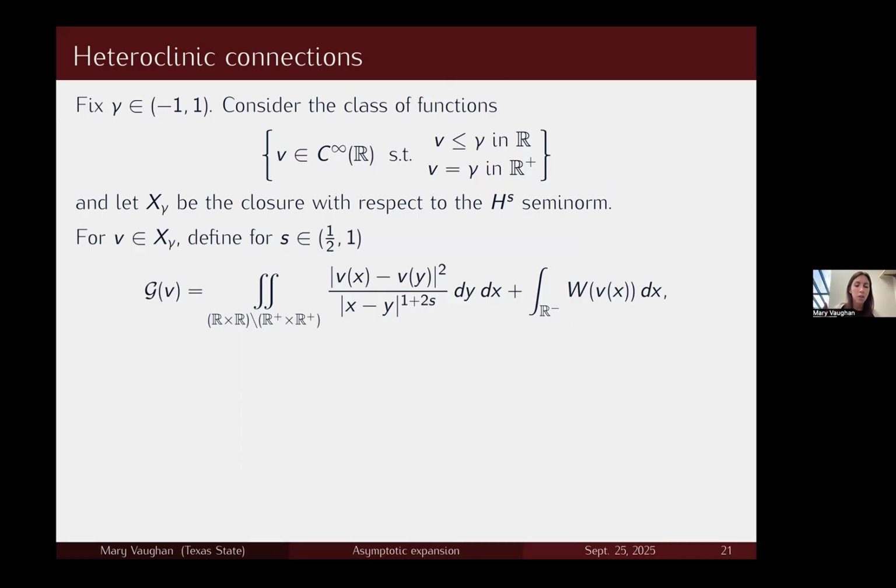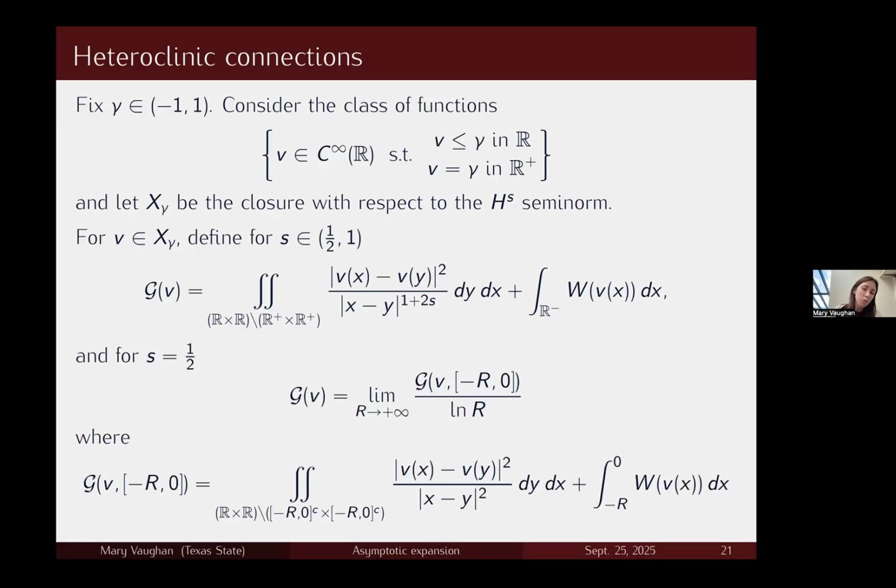Now, what energy? I said we need an energetically appropriate way of making this connection. So what energy do we use? Well, we use an energy in the left half space, so when x is less than 0. In this class of functions, which I'm calling X_gamma here, in the case s strictly bigger than a half, I look at my kinetic energy where my domain is R minus. The complement of R minus is R plus, so that's why we neglect what happens when both particles x and y are in the right half space. And then we have our potential energy, again in the left half space.